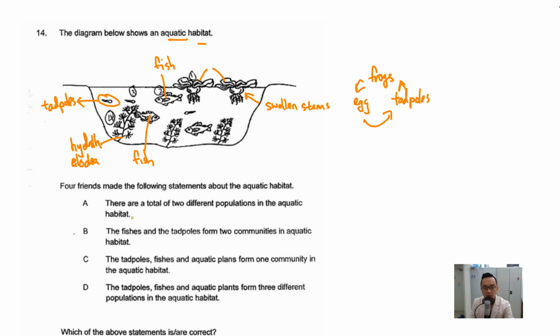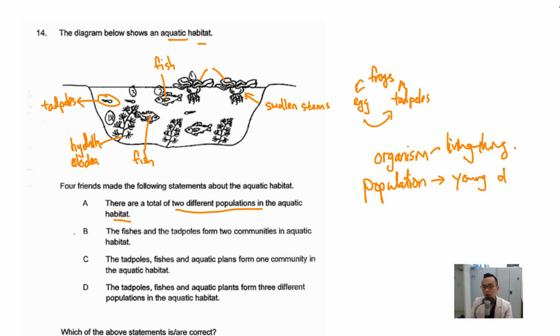Four friends made the following statements. There are a total of 2 different populations in the aquatic habitat. Let's revise what a population is. A population is bigger than an organism. An organism is any living thing. A population is the same kind, which includes the young and the old. So all the frogs, tadpoles, and eggs add up together to form one population of frogs.